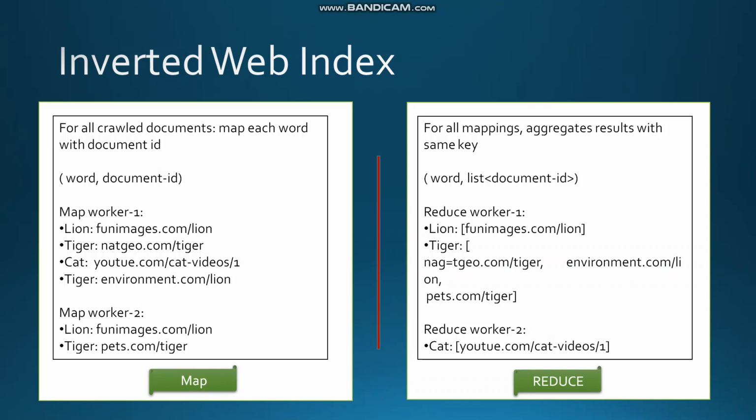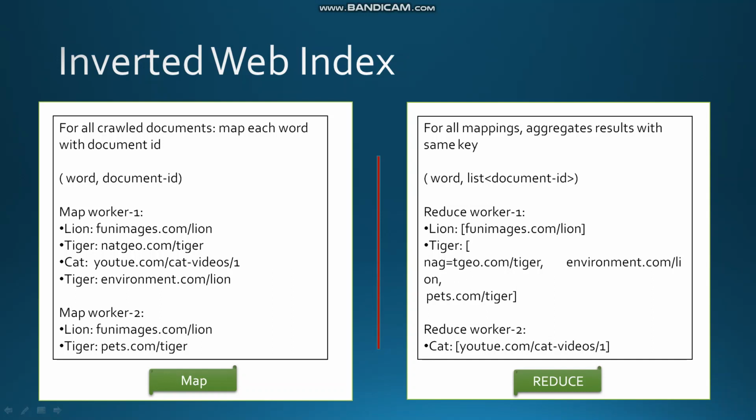Let's say all the HTML documents are stored in Google File System as crawled web data. So, in this case, the map function could be just to find the word in the document and map it to that particular document URL. So, in this case, map worker 1 has found the word lion in this particular document, the word tiger in this document, the cat in this document, and tiger in this document once more, and so on.